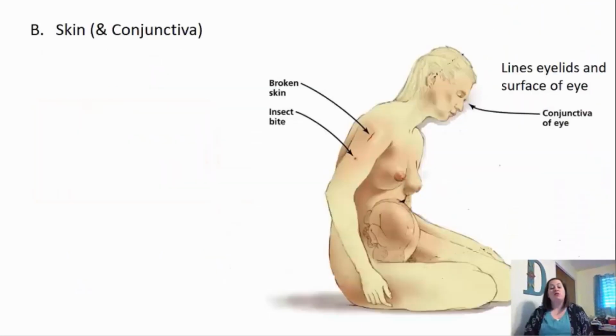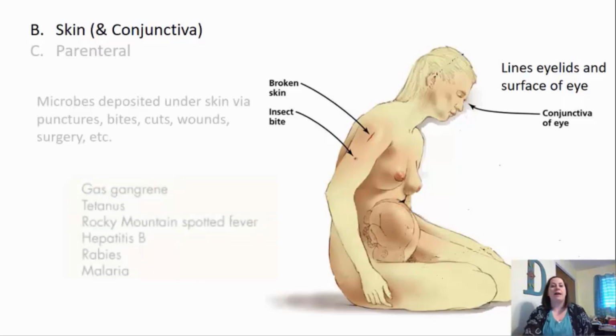The next portal of entry is through the skin or the conjunctiva. The conjunctiva is found in the eye. It's the layer in the eye. We see that with the skin, a lot of times there could be broken skin through a cut or an opening. We also see insect bites could be where it penetrates. And then the lining of the eyelids, of course, is the conjunctiva if something gets into the eye.